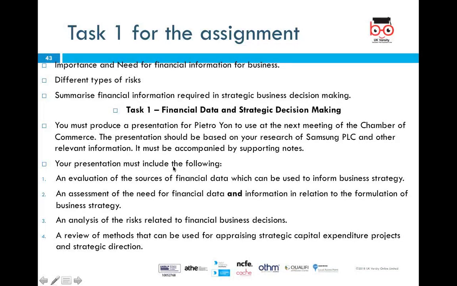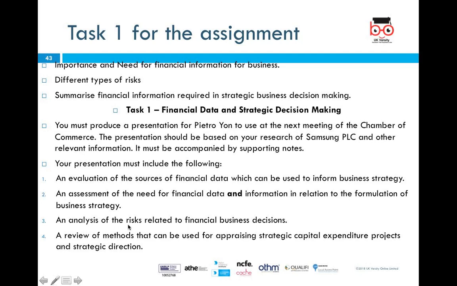On the handouts, below the presentation, you need to include what kind of information you are telling your audience as a presenter, because you are presenting financial data and strategic decision making of Samsung PLC. Your bullet points are fine on the presentation slides, but in your details, you need to include what kind of information you are going to tell your audience. That's your presentation in the Chamber of Commerce meeting.